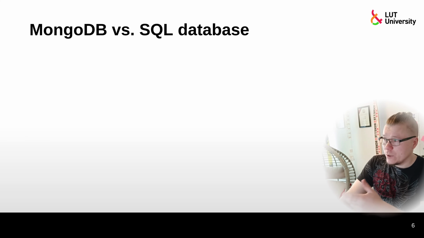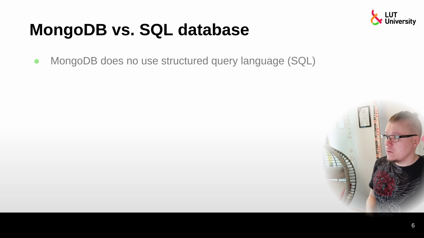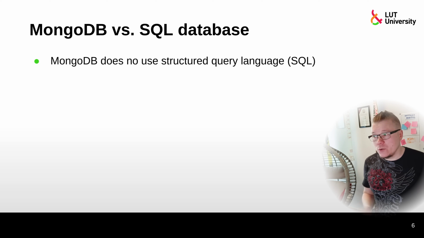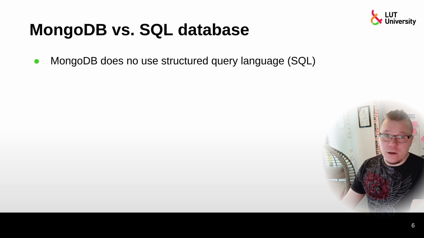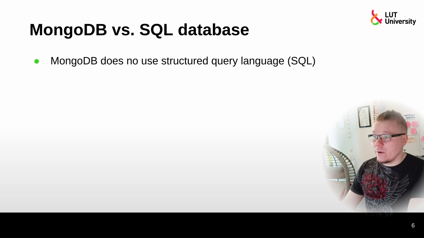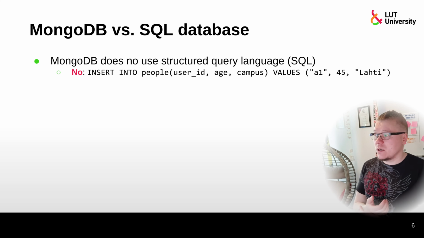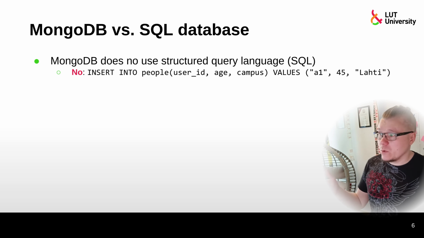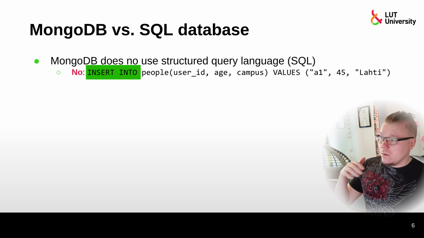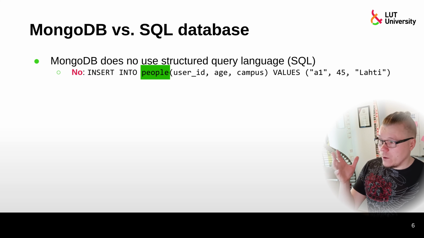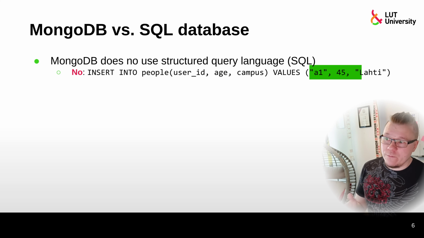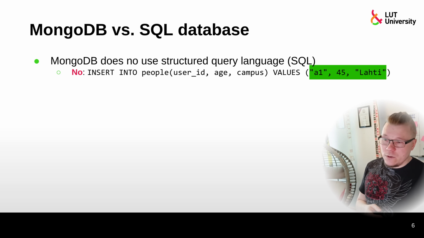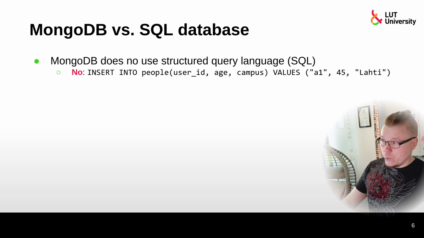So how is this MongoDB different from a traditional SQL database? As mentioned, MongoDB does not use the structured query language called SQL, which is a key point in MySQL and MariaDB. So we cannot have this kind of a query to the database where we would insert into the people table with user ID, age, campus, and then provide values A1, 45 and Lahti. This kind of thing does not exist in MongoDB.